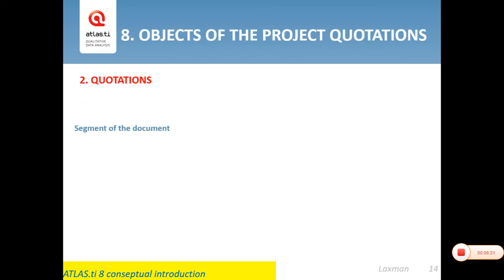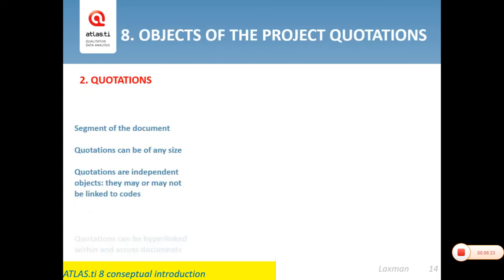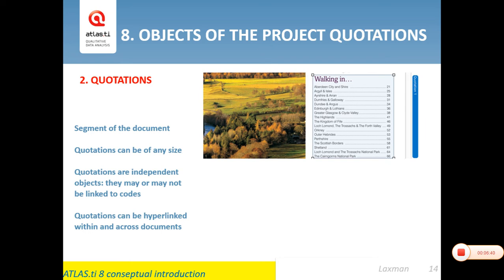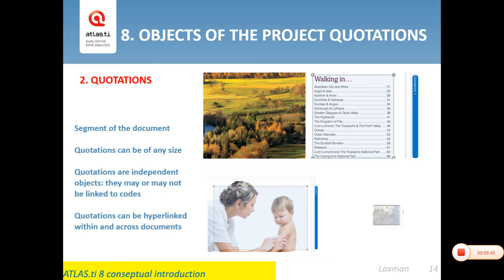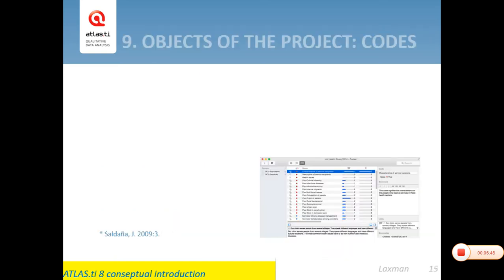Quotations. What are quotations? They are segments of a document. They can be of any size. They are independent objects, and they may or may not be linked to codes. Quotations can be hyperlinked within and across documents, and this is how it is done.